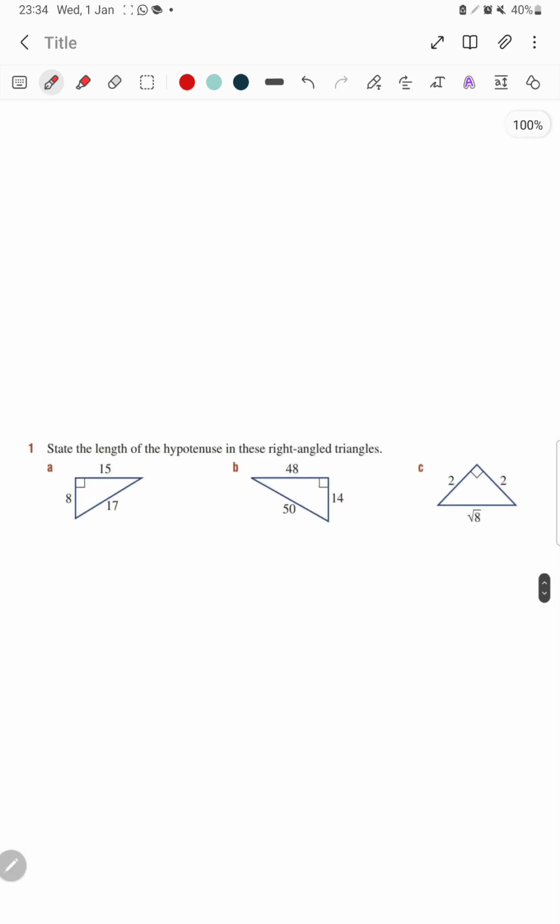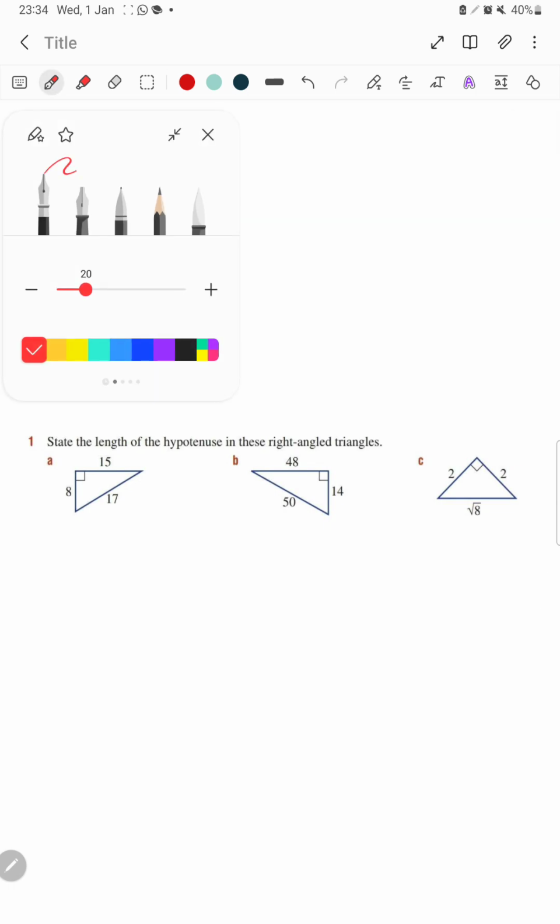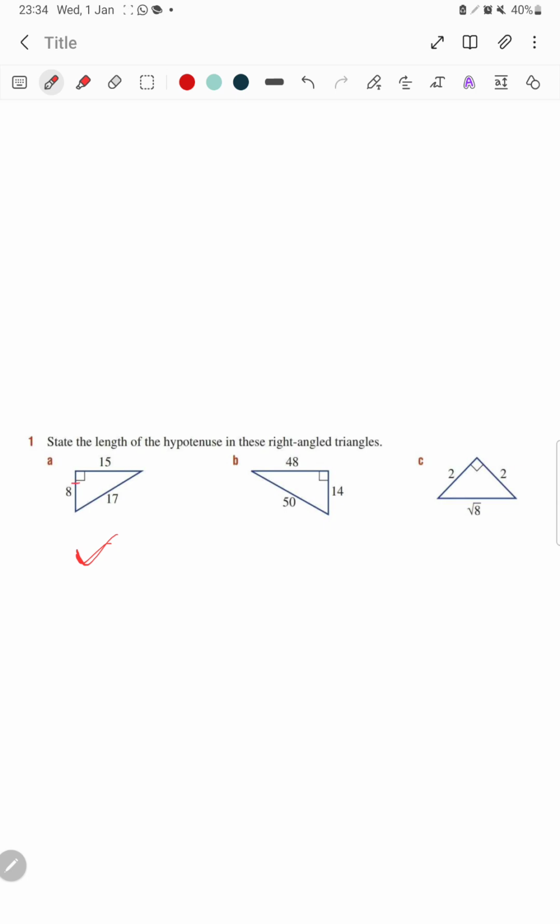Now the most important thing, as I said, is that we have to examine which is the hypotenuse. In the first triangle, the right angle is here. All the three sides are known. We know that the hypotenuse is always the side opposite to the right angle. So the hypotenuse is 70 units. In the second question, the right angle is here. So the side opposite to that is 50. So 50 is the hypotenuse. In the third one, the side which is opposite to the 90 degree angle is square root 8. So square root 8 is the hypotenuse.